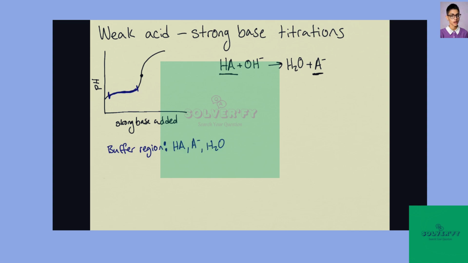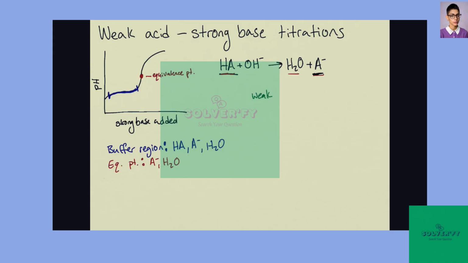Eventually, the weak acid will run out, and we will have only water and conjugate base in the solution. When this happens, we're at the equivalence point. So at the equivalence point, we have no more weak acid, but just its conjugate base and water.